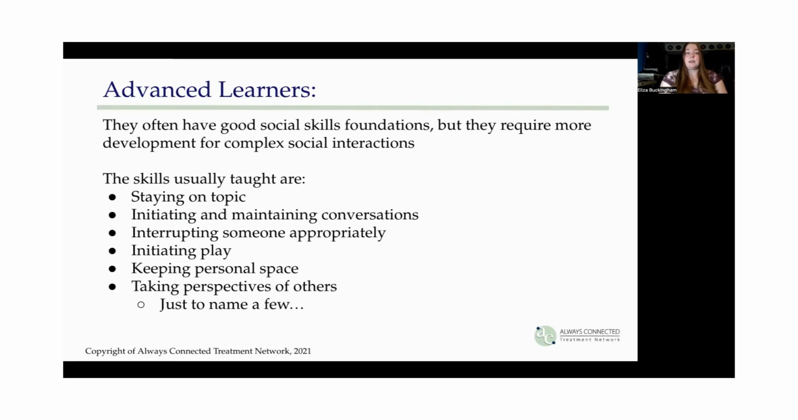So for advanced learners, they often have good social skills foundations. So they often have the skills that are being taught for early learners, but they do require more development for complex social interactions. So the skills that we're looking at here are staying on topic, initiating and maintaining conversations, interrupting someone appropriately, initiating play, keeping personal space, and taking perspectives of others. So we're thinking about different emotions here and how they might comfort someone who is having a hard day. And again, that's just to name a few skills, but these are commonly what we see.